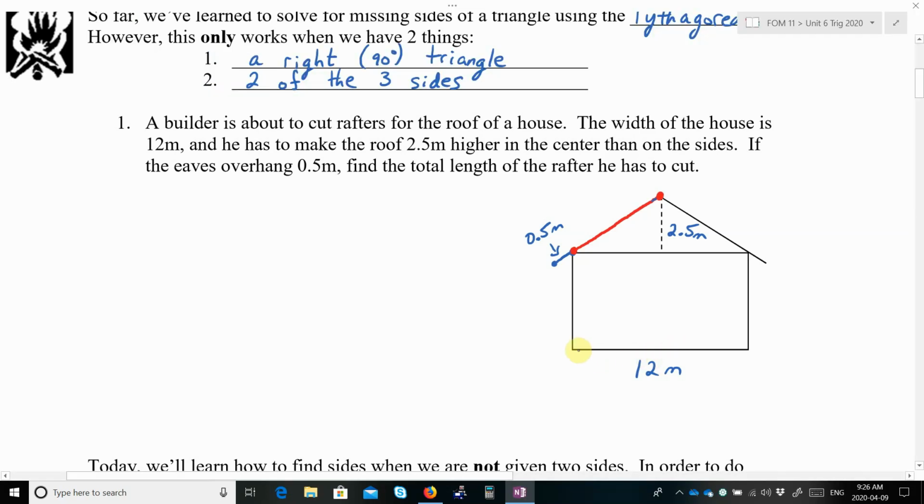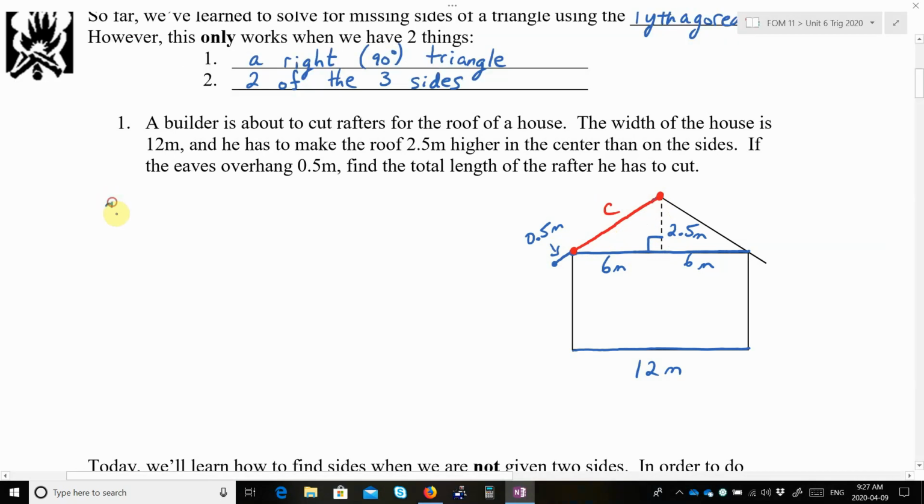So if the width of the house is 12 meters along here, that means that this whole length here would also be 12 meters. Okay, and we're going to assume that the top of the roof is perfectly in the middle. So we can say that this is 6 meters and this is 6 meters. And here's our 90-degree angle. So you can see we have this 90-degree triangle, 6 meters, 2.5 meters. And remember, across from the 90 degrees is the hypotenuse, C. So we have to figure out that red length, C, first of all. And then we'll add it to 0.5 to get the whole length of the rafter.